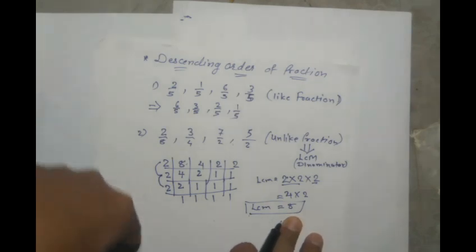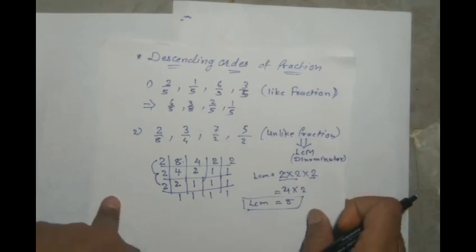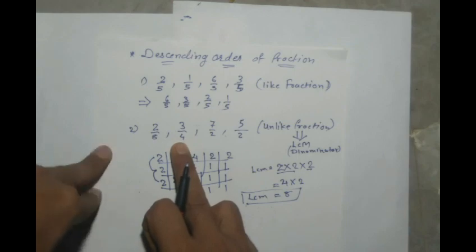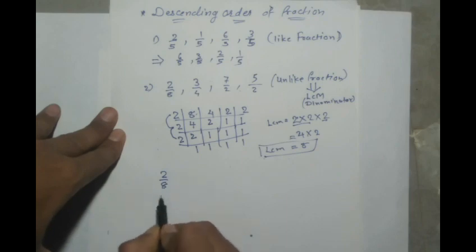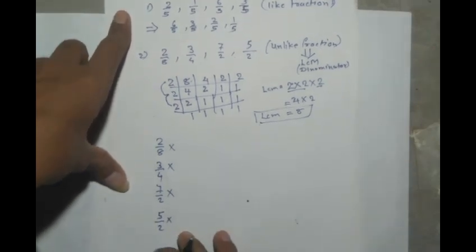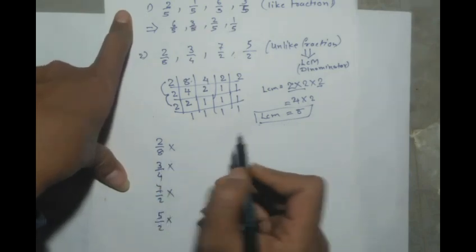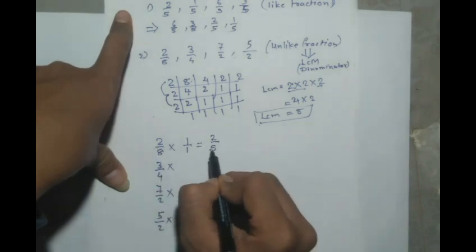So now we have to bring the denominators to 8 by multiplying with a number in such a way that we get denominator 8. So let's see. 2 upon 8, 3 upon 4, 7 upon 2 and 5 upon 2. We have to multiply all these fractions in such a way that we get denominator 8. In the 8 table, 8 ones are 8, so we will multiply with 1.